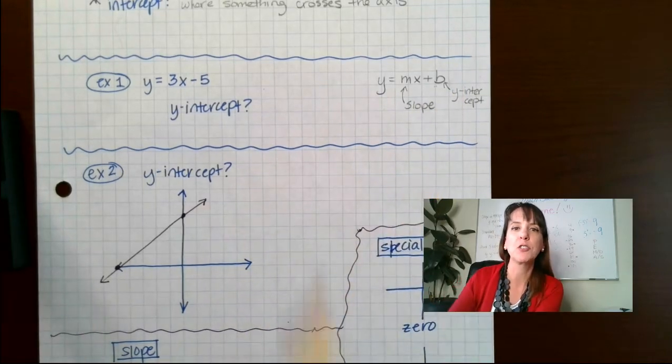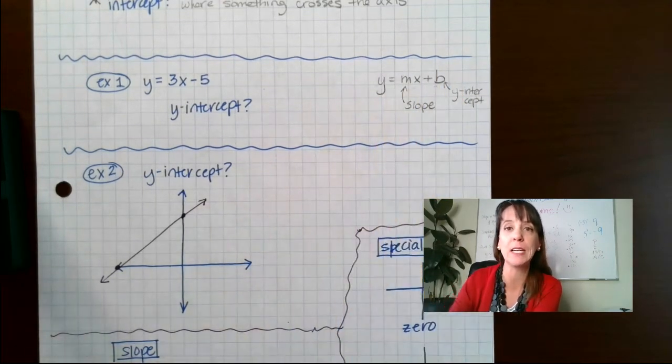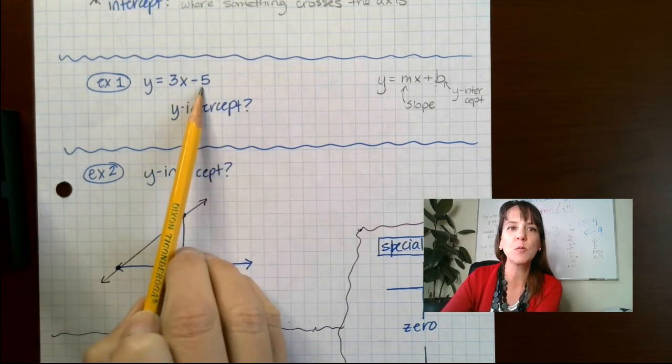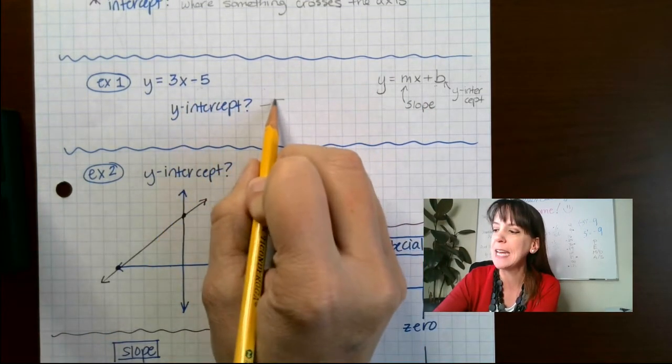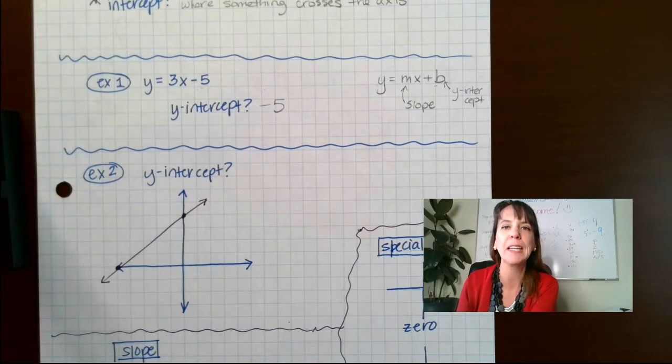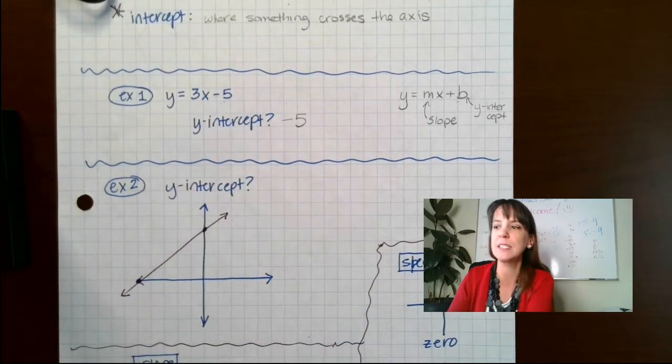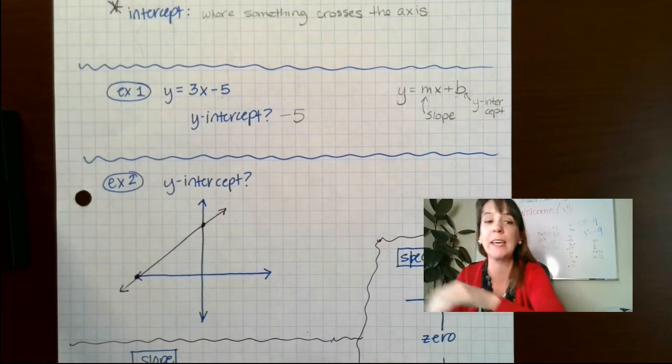Y-intercept. Okay, so when we have something in this form, we can immediately tell what our slope and our y-intercept is. Taking a look over here, this would match up where our b is, so our y-intercept is -5, okay? Another way to determine intercept, if it's not in slope-intercept form, is by looking at the graph.